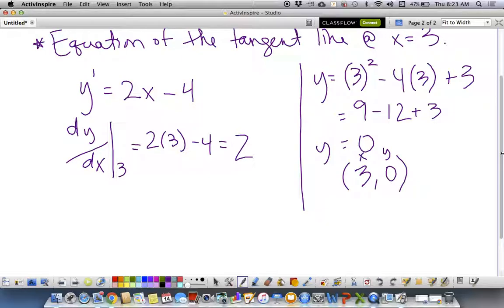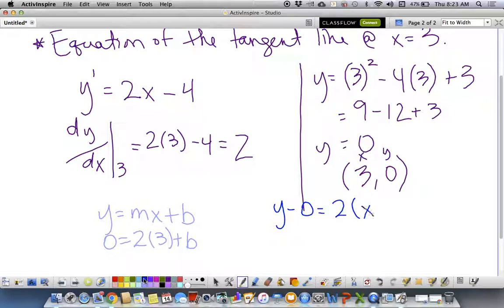At this moment in time, usually in my calculus class, half the class will do this: y equals mx plus b, and plug in 0 equals 2 times 3 plus b. Half my class will do that. You know what the other half will do? Ask you how to get b. y minus y1 equals m times x minus x1. It's point-slope. Either one you want, you should get the same answer.